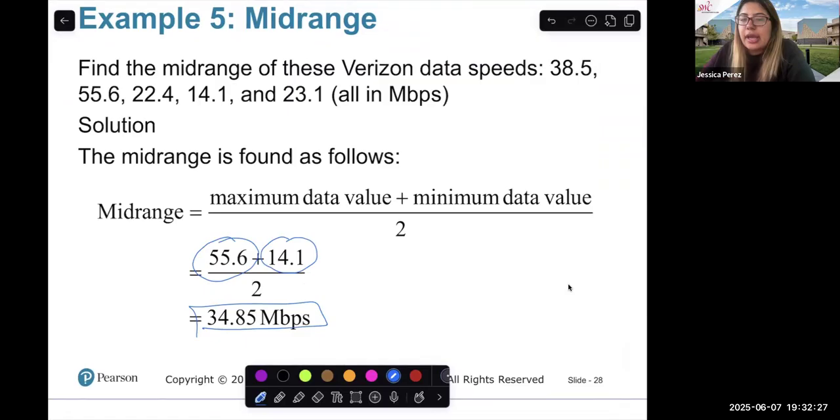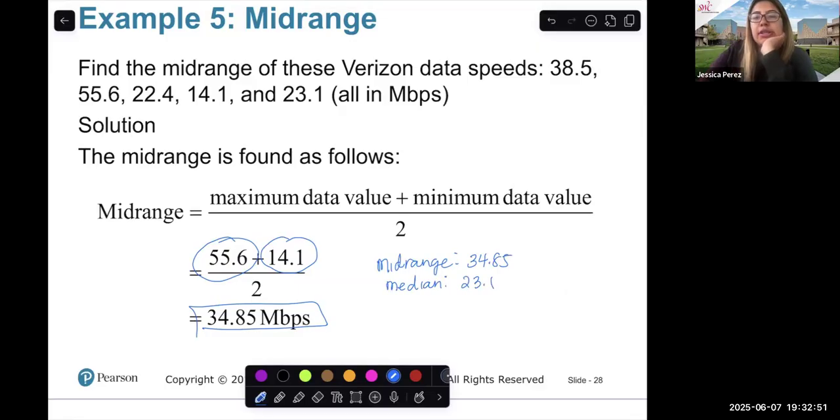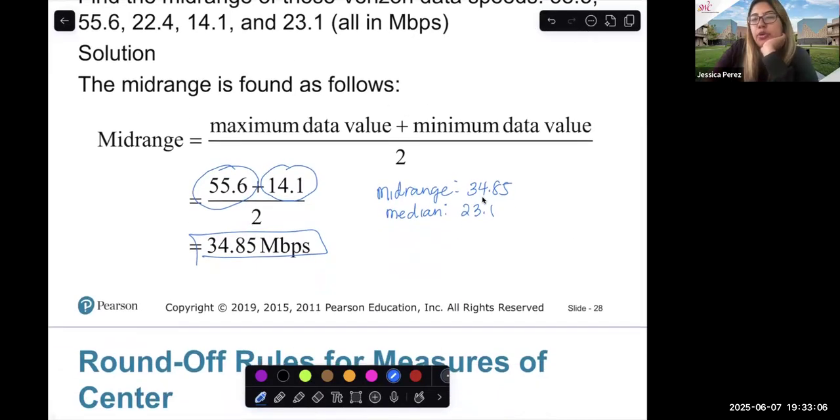34.85. So we notice that, first of all, our computations are different. The mid-range for this example is 34.85, whereas the median, if we recall, was 23.1, I believe. So if we go back to the example that we did, where we were looking at the median of the data, it was 23.1. So even our computations are different. One example gives us the mid-range 34.85, and the median was 23.1. Okay.